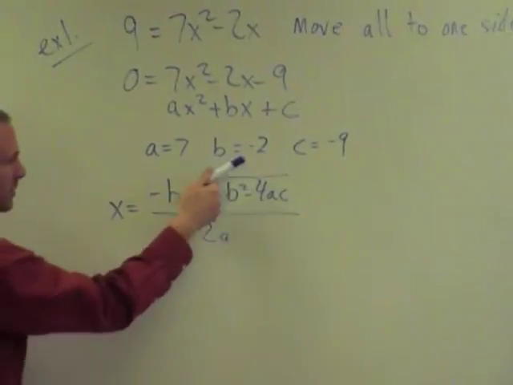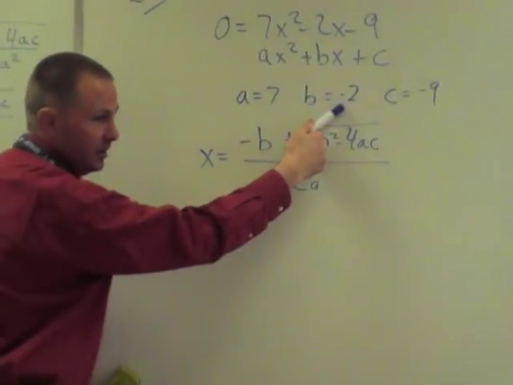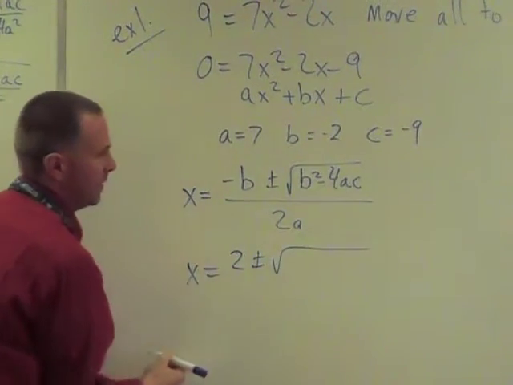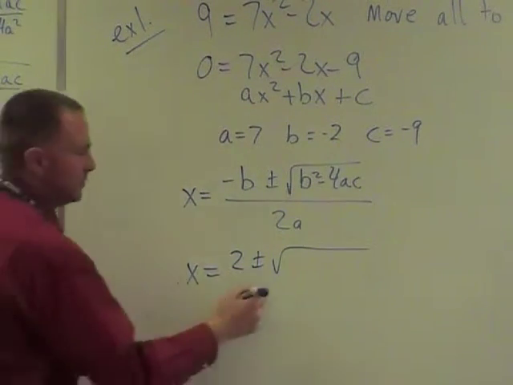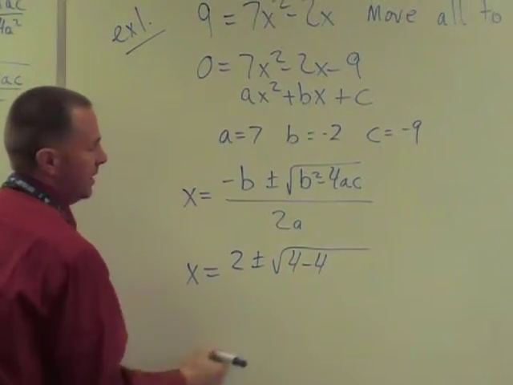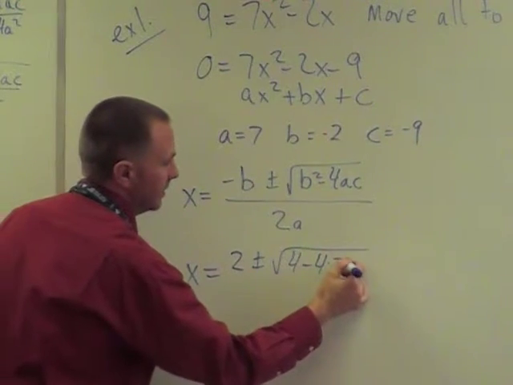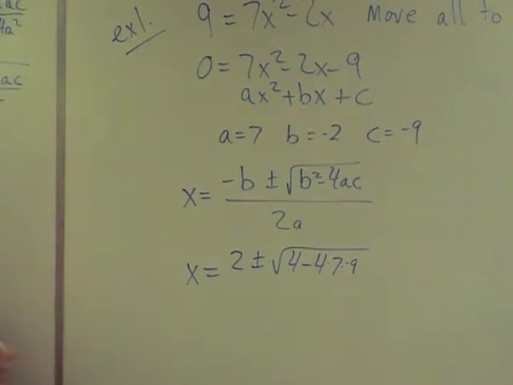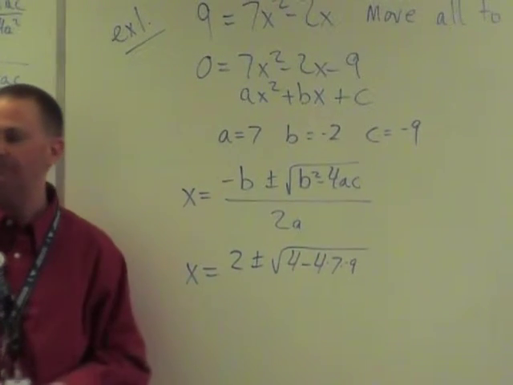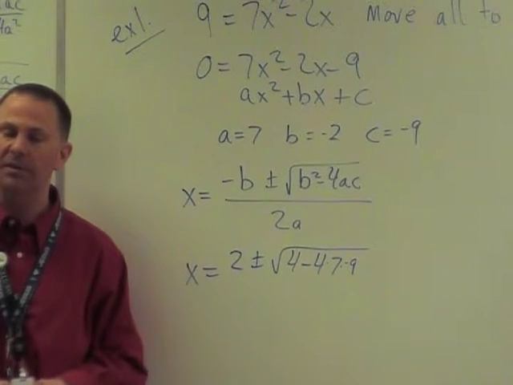Alright, here we go. So x equals the opposite of b, which is 2, plus or minus the square root of, what's b squared? 4. Minus 4 times, what's a? 7 and negative 9. Now, I would almost suggest putting parentheses around everything as you're substituting so you don't drop any signs.